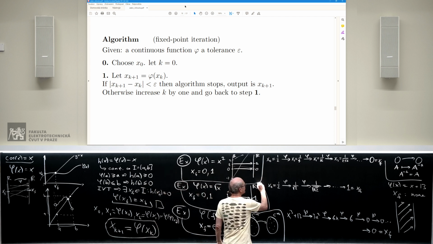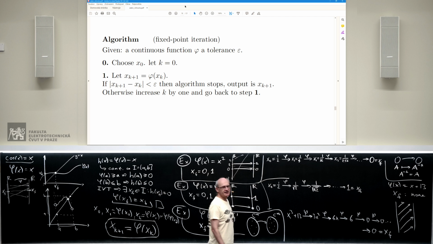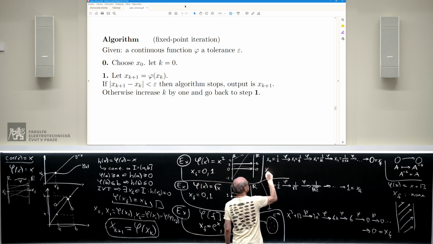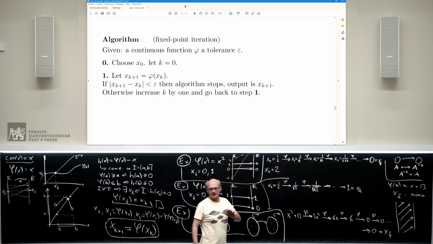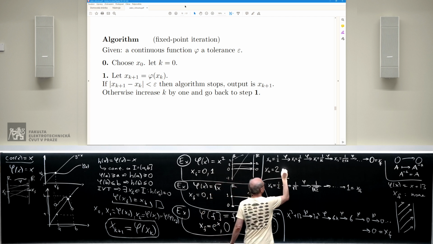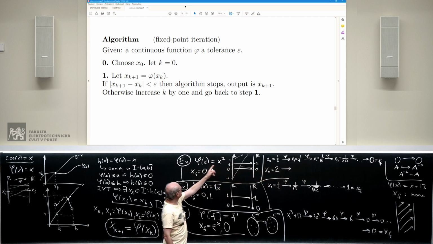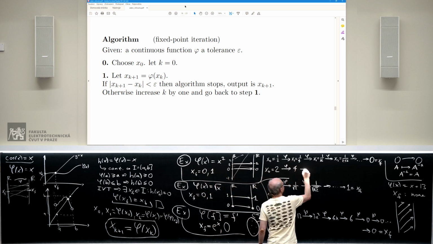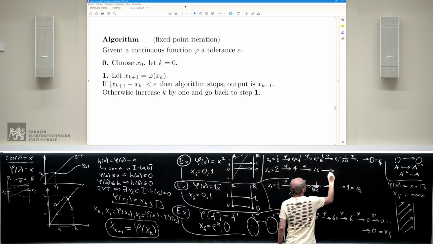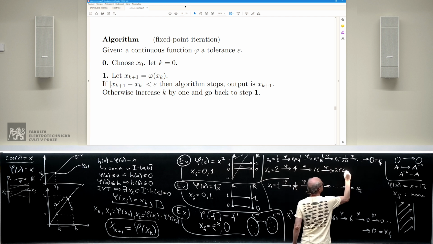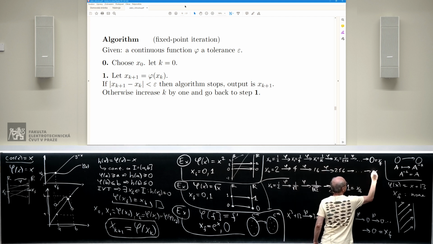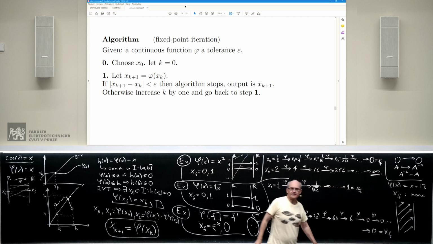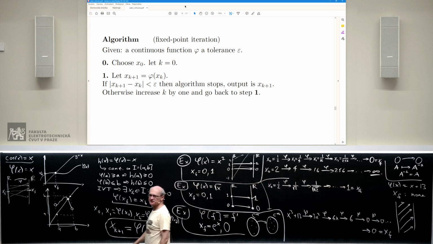Let's see. Let's go back to my x squared example. What happens if I start at 2? You may have been wondering about it already. So this time we're applying x squared, and we get 4. Then we apply x squared, and we get 16. Then we apply it, we get 256, and you can easily see that we are going to infinity, which is not exactly the best fixed point.